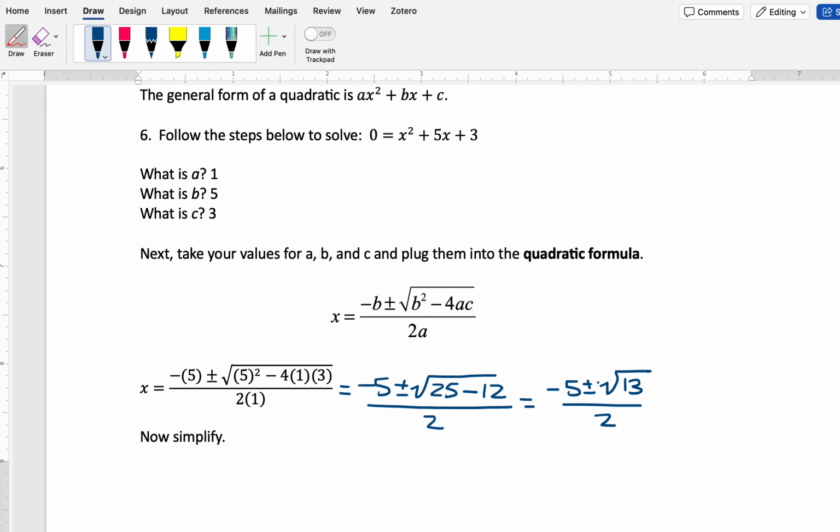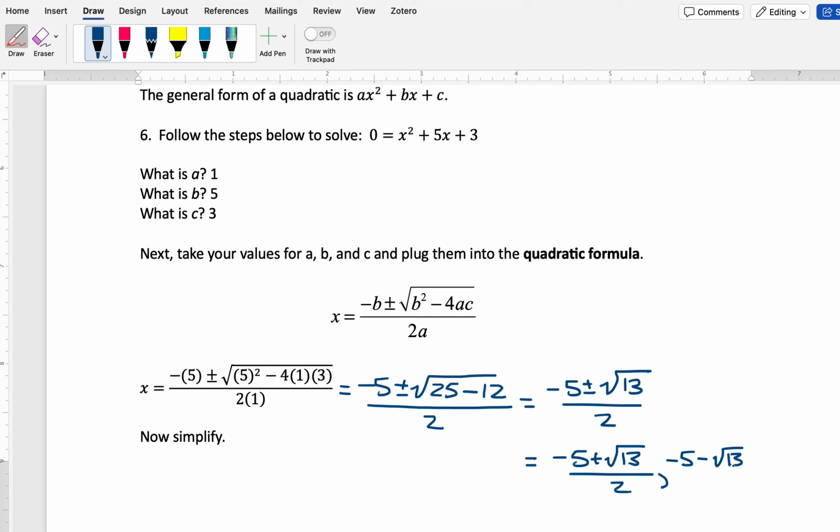You can enter it into the homework using the plus or minus symbol, which you should see at the bottom of the window. You can also enter it in as two separate fractions. I usually use the plus or minus symbol just because it's a little bit less to type. But if you want to enter it as two separate fractions, it would look like this. Negative 5 plus square root of 13 over 2, and negative 5 minus square root of 13 over 2.